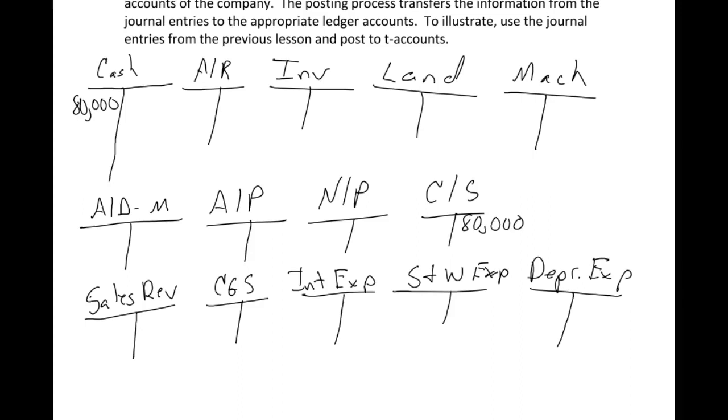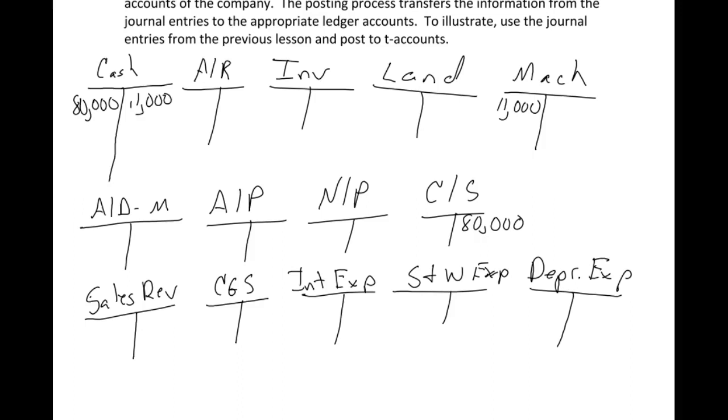I'm just using T accounts to help illustrate that. Our second one is we purchased machinery for cash for $11,000. That means we have a debit to machinery for $11,000, and now we have a credit to cash for $11,000.